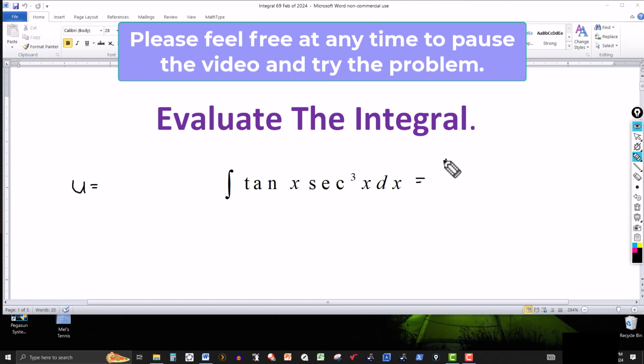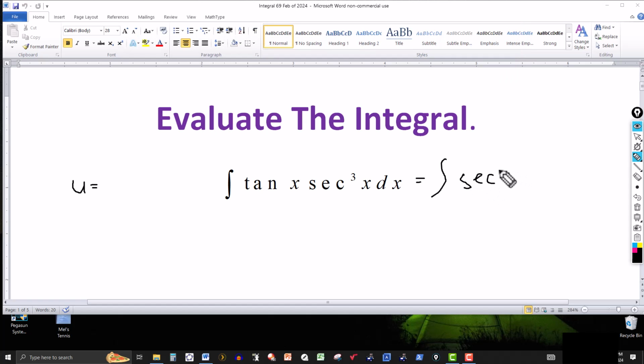So I'm going to rewrite this as secant of x squared, times tangent of x, secant of x dx. And I'm going to let u equal secant of x.